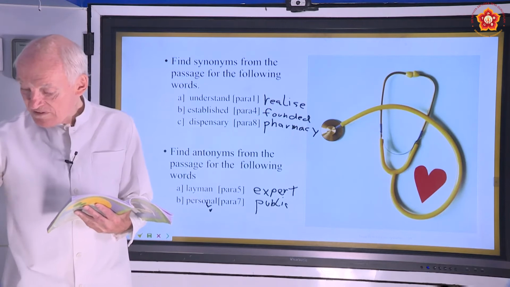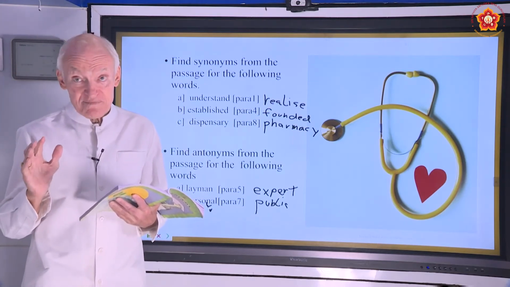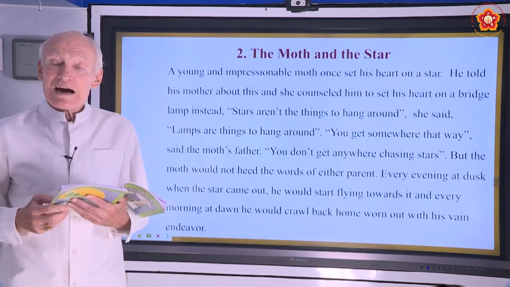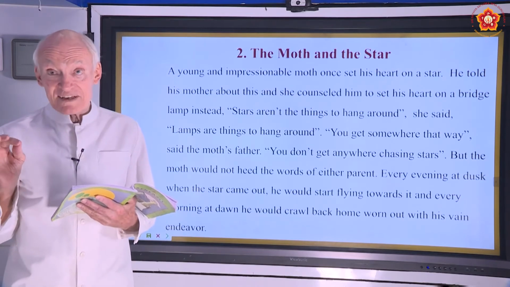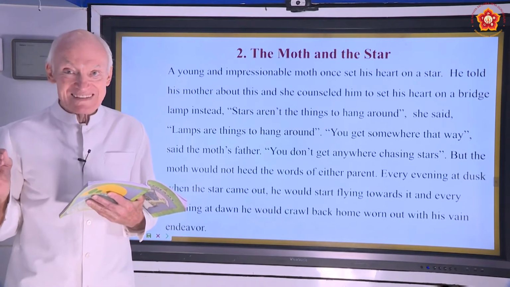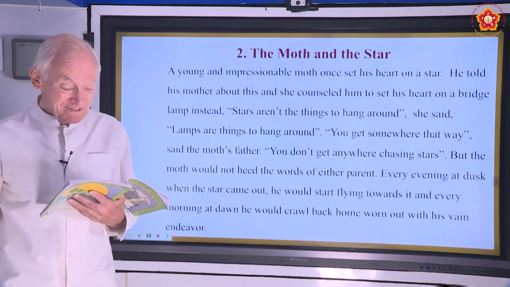So we've learned some nice things from this descriptive passage about hospitals. Let's go ahead in our lesson. So now we'll go ahead to the narrative text, which is number 2. It's a story called The Moth and the Star. It's a narration between a young moth and his parents.